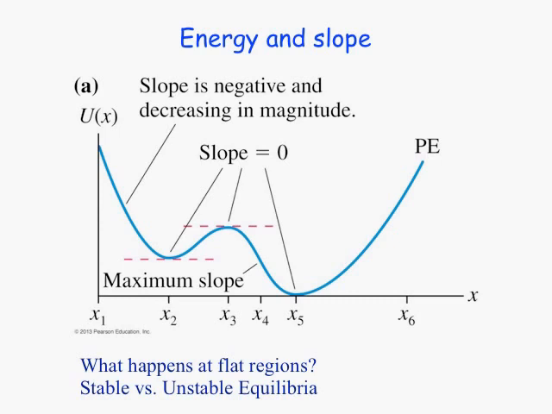At x3, the slope is also 0, the force is 0. But to the right or to the left of x3, the energy decreases. The force is pointing away from x3. Whether it's to the left or to the right of x3, the particle will leave x3. It won't return. It is forced away from x3, whether it's the left or the right. That is an unstable location, that is an unstable equilibrium.